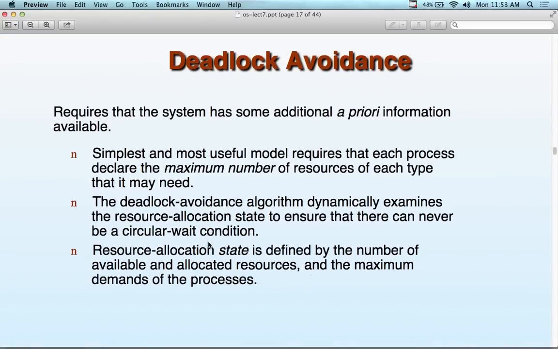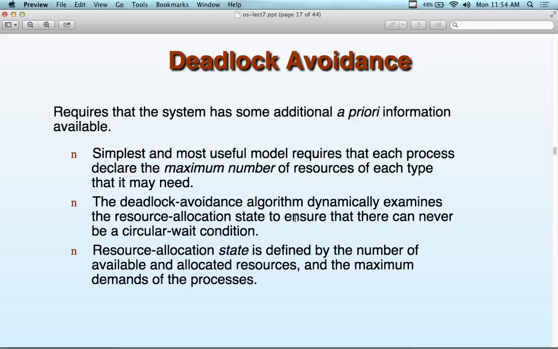Okay, so let's talk about avoidance. It requires that the system has some additional priority information available to it. The simplest and most useful model requires that each process declare a maximum number of resources for each type that it may need. So you're putting a limit on the resources and the types of resources that it needs. In terms of avoidance, your deadlock avoidance algorithm dynamically examines the resource allocation state to ensure that there can never be a circular wait condition. So we have a monitor out there that is avoiding it, and the avoiding is in the design of the system.